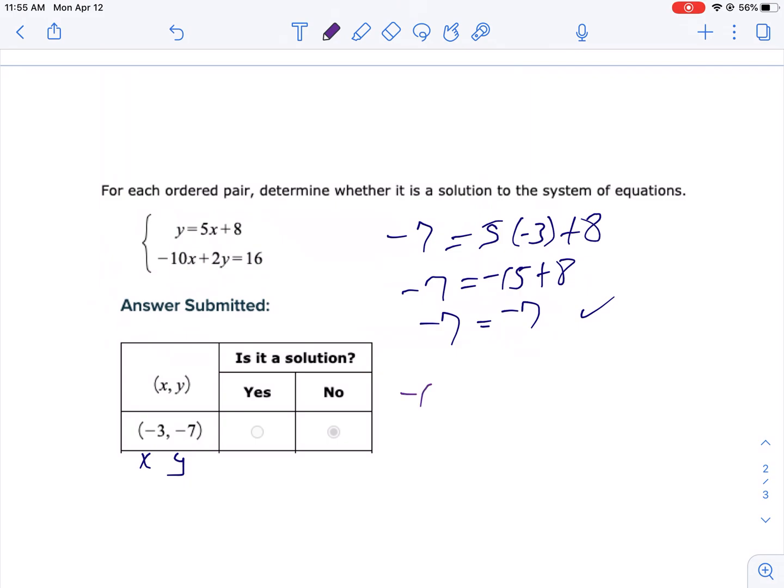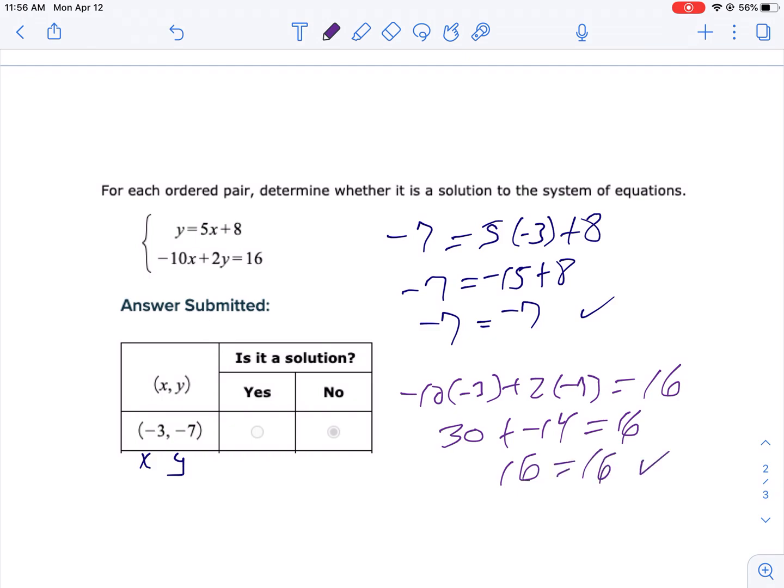Now let's check the second equation. Does negative 10 times negative 3 plus 2 times negative 7 equal 16? Well, negative 10 times negative 3 is 30. 2 times negative 7 is negative 14. So 16 equals 16. If both equations are true, then that should have been a yes. So I'm going to reopen this assignment for you and have you do a redo.